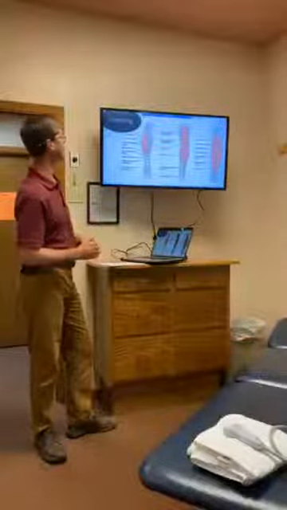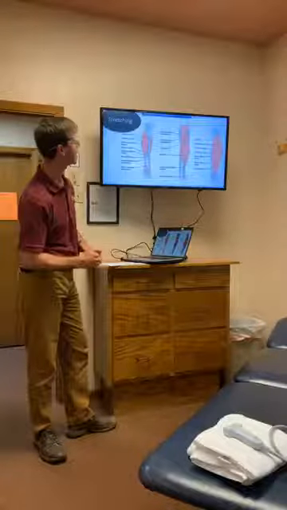Stretching. Okay, so here you can see several different muscles, both from the front and the back.